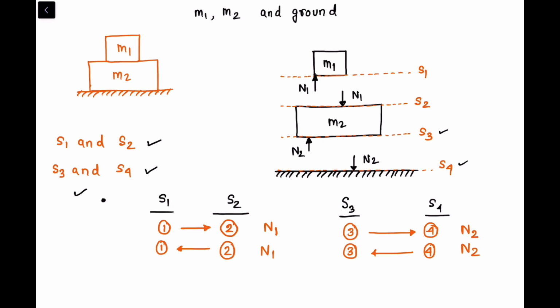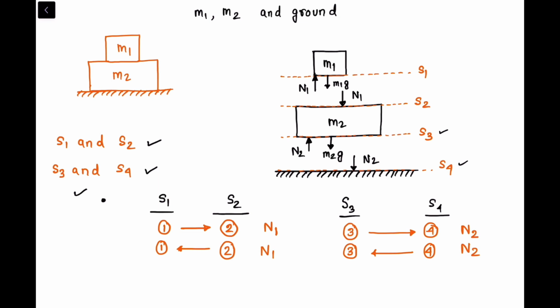So now we just need to identify the non-contact forces. Okay, so non-contact forces will be what? Yeah, it will be the weight of the body, right. So for M1 it will be M1g downwards, and for M2 it will be M2g downwards. Okay, so I hope you got this part 3 also, right.